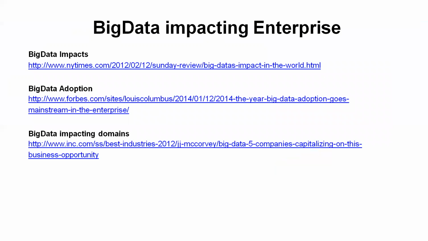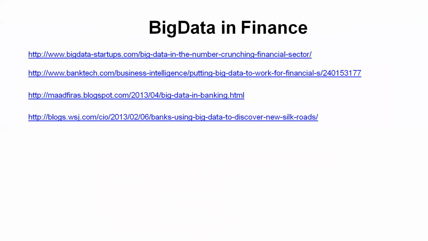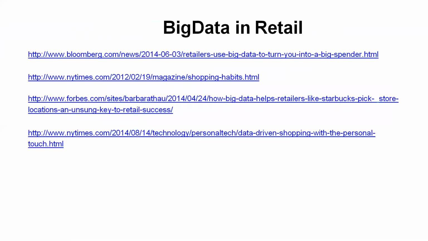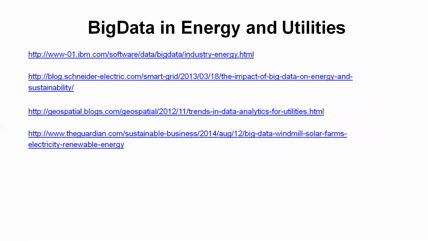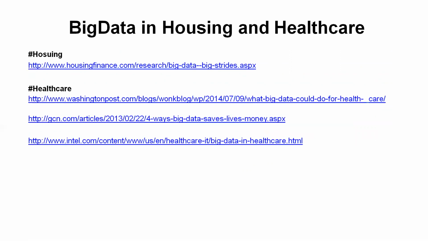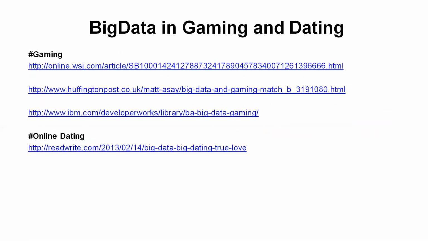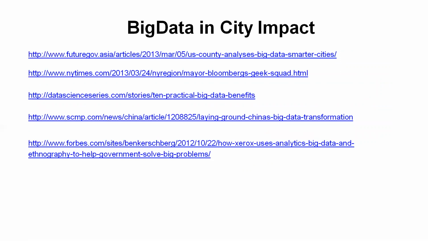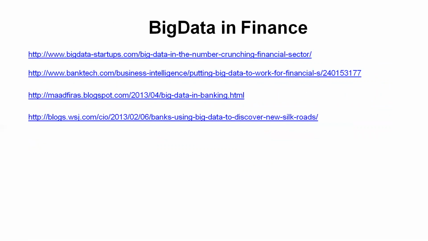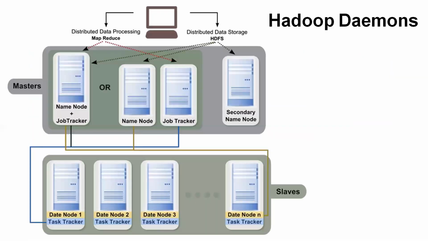Now these are additional materials, friends, where you can identify where we use big data: in enterprises, finance, telecom and retail domains, as well as energy and utilities, the automobile industry, sports, healthcare and housing, gaming and dating websites, city impacts, and so on. Okay, so these are the various conventions you can observe in the working of the Hadoop distributed file system, friends.